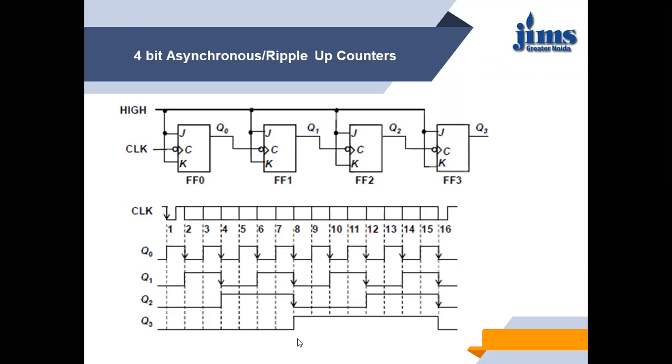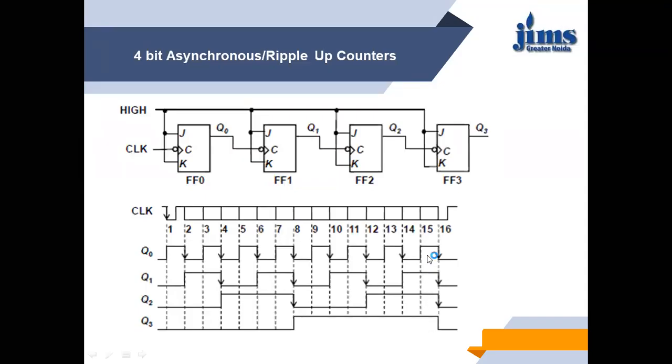So here you can see it starts from 0, 0, 0, 0, then 0, 0, 0, 1 which is 1, then 0, 0, 1, 0 which is 2, then 0, 0, 1, 1 which is 3, then 0, 1, 0, 0 which is 4, 0, 1, 0, 1 which is 5, 0, 1, 1, 0 which is 6, 0, 1, 1, 1 which is 7, 1, 0, 0, 0 which is 8, 1, 0, 0, 1 which is 9, 1, 0, 1, 0 which is 10, 1, 0, 1, 1 which is 11, 1, 1, 0, 0 which is 12, 1, 1, 0, 1 which is 13, 1, 1, 1, 0 which is 14, 1, 1, 1, 1 which is 15.